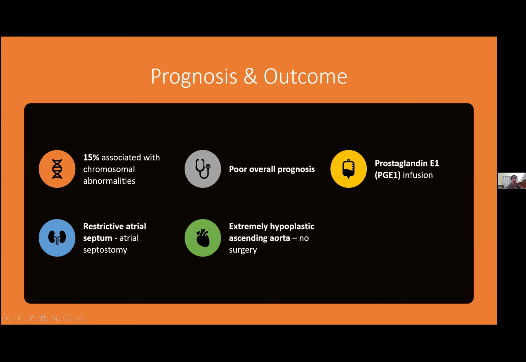In 15% of cases, it is associated with chromosomal abnormalities. The overall prognosis is poor with high morbidity and mortality. Since it is a duct-dependent systemic circulation, it requires prostaglandin E1 infusion. In restrictive atrial septum, we need to do atrial septostomy. If there is an extremely hypoplastic, thread-like ascending aorta, it may preclude surgical repair.